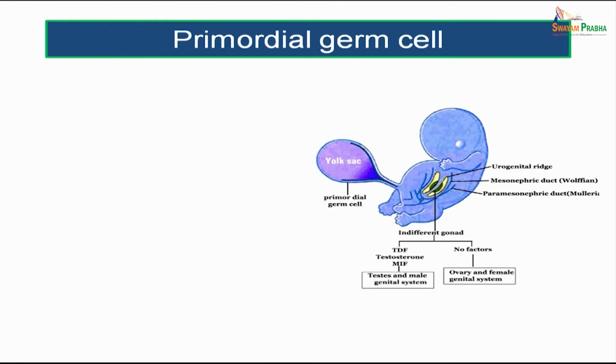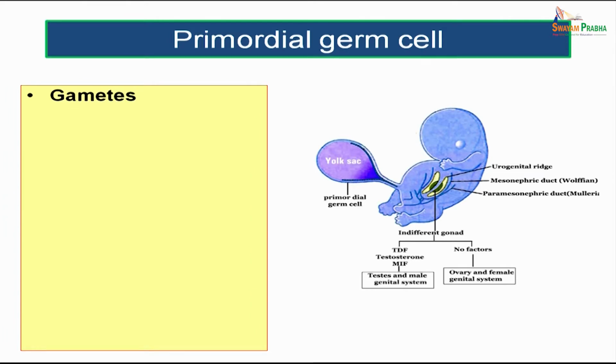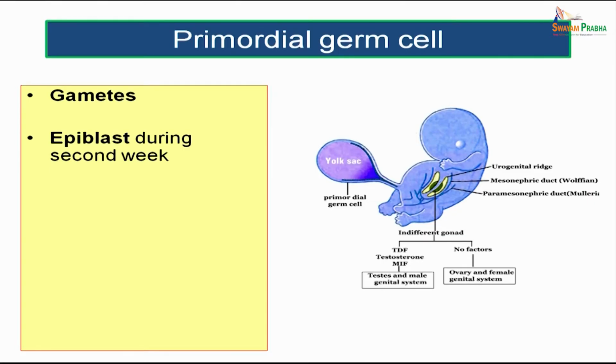First we will see about the primordial germ cell. It is from the primordial germ cell that the gametes are formed. What are gametes? In females we call it ovum, and in males we call it spermatozoa. These primordial germ cells are first formed in the epiblast during the second week of intrauterine period.